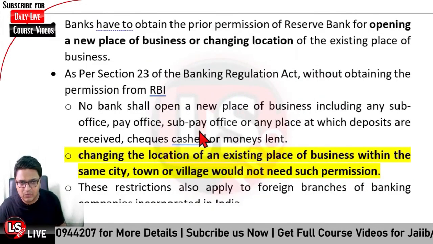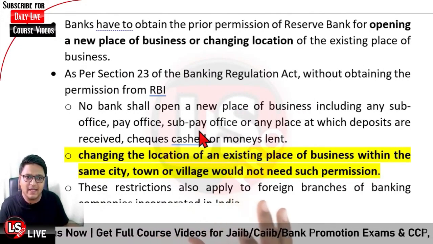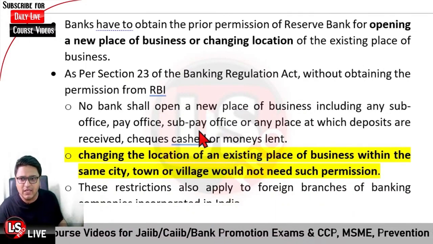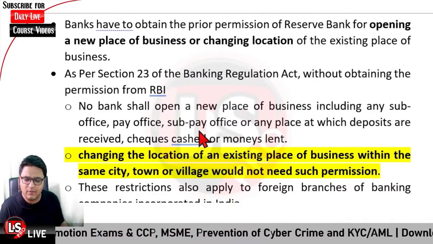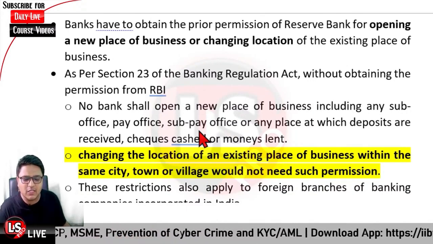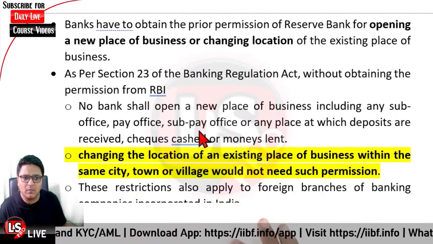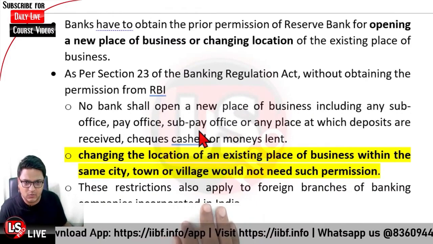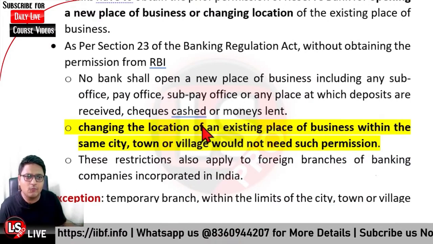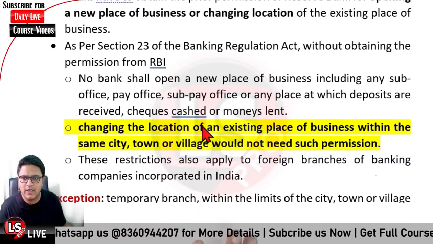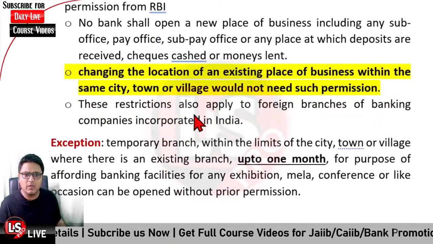But see, one thing is there. If there is a change of location of an existing place of business within the same city or within the same town or village, in that case no permission is required. Okay, further, these restrictions are applicable to foreign branches also. तो ये restrictions जो हैं वो foreign branches के ऊपर भी applicable होती हैं.